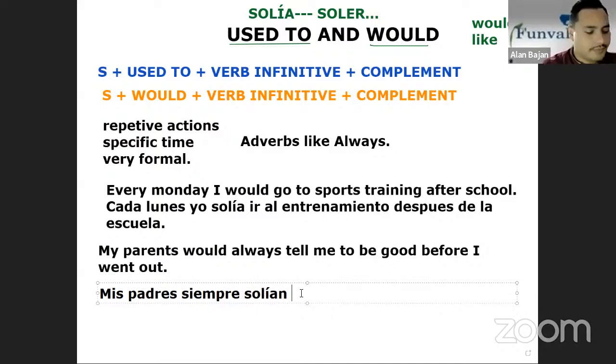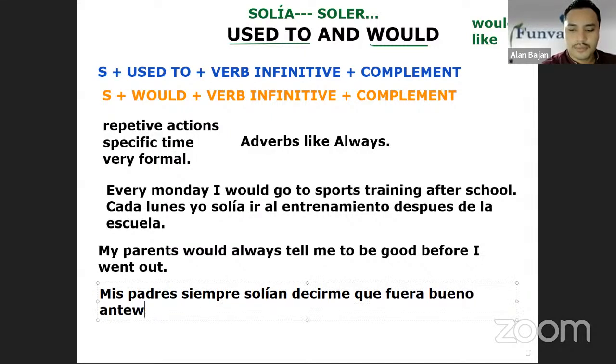Siempre solían o solían siempre. It doesn't matter. I like to use it before in my translations in Spanish. Remember, I don't translate simple past when I use used to and would as simple past. I translate it as conditional. What does it mean? I will say it in Spanish.